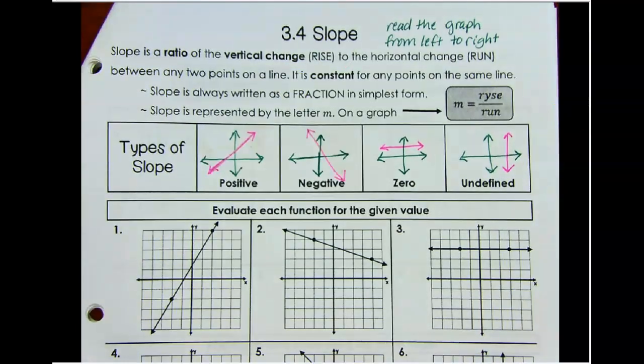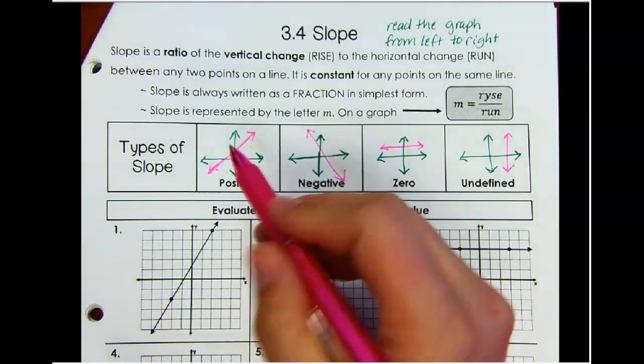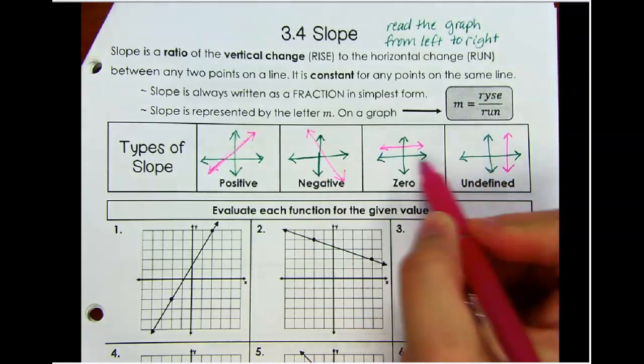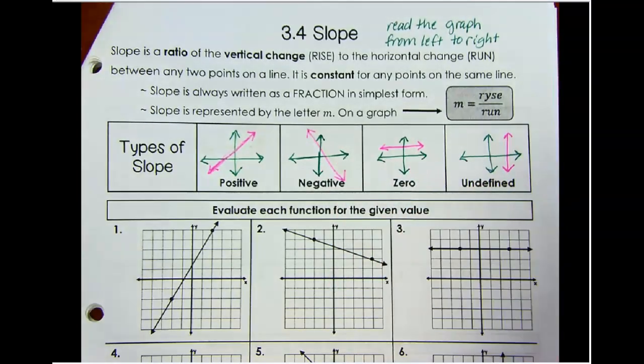Okay, so I redid those so that they all had the graphs in pink. So the positive and negative are easier to tell on that green background. All right, so positive starts low, goes high. Negative starts high, goes low. Zero is horizontal or flat. And undefined is vertical. Okay, so hopefully that will help you with that.